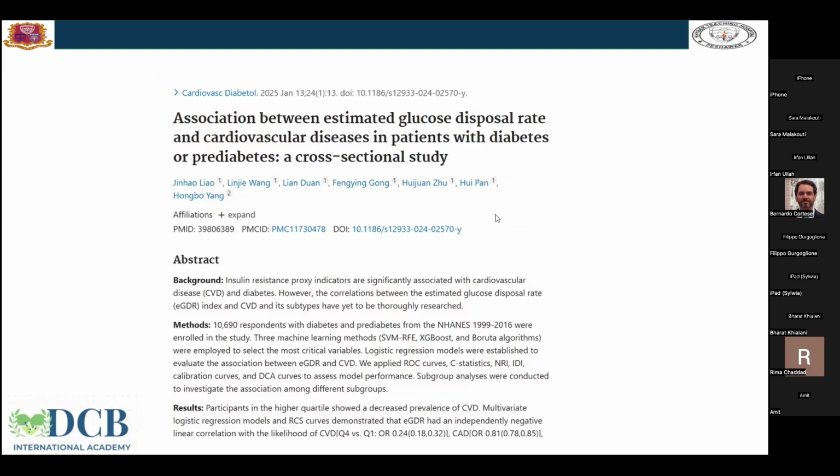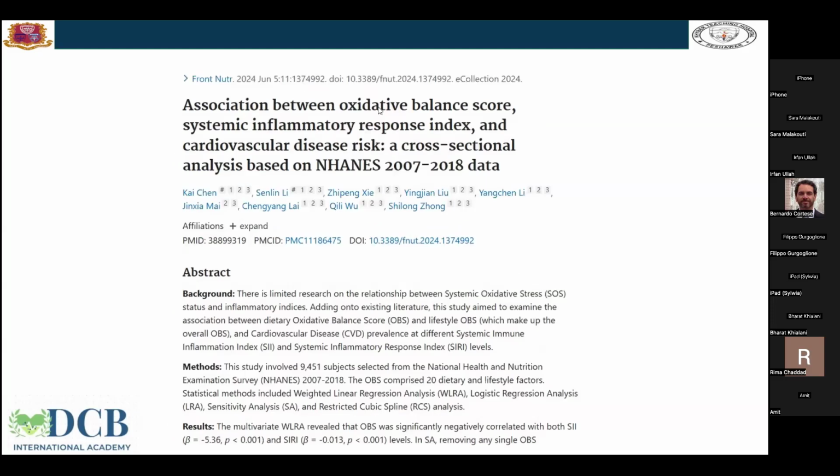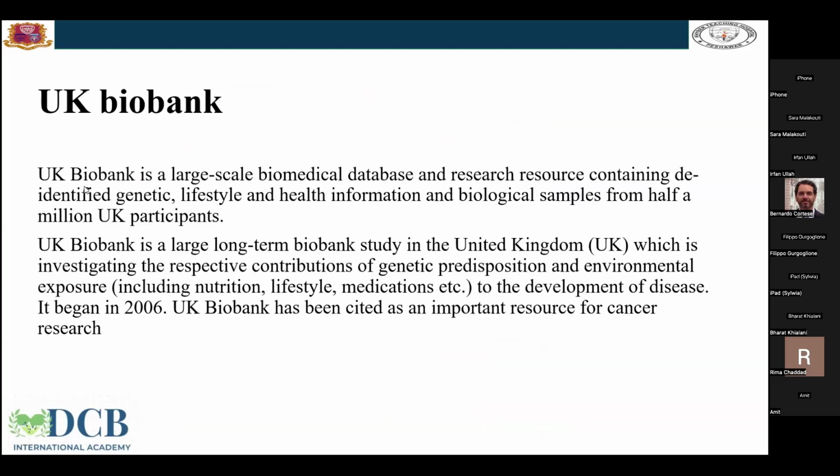Okay. So this is the association between estimated glucose disposal rate and cardiovascular disease in patients with diabetes and pre-diabetes. Oxidative balance score, a variety of variables. UK Biobank, this is a very strong database. UK Biobank is a large database, and it provides biomedical, genomic, and lifestyle information.